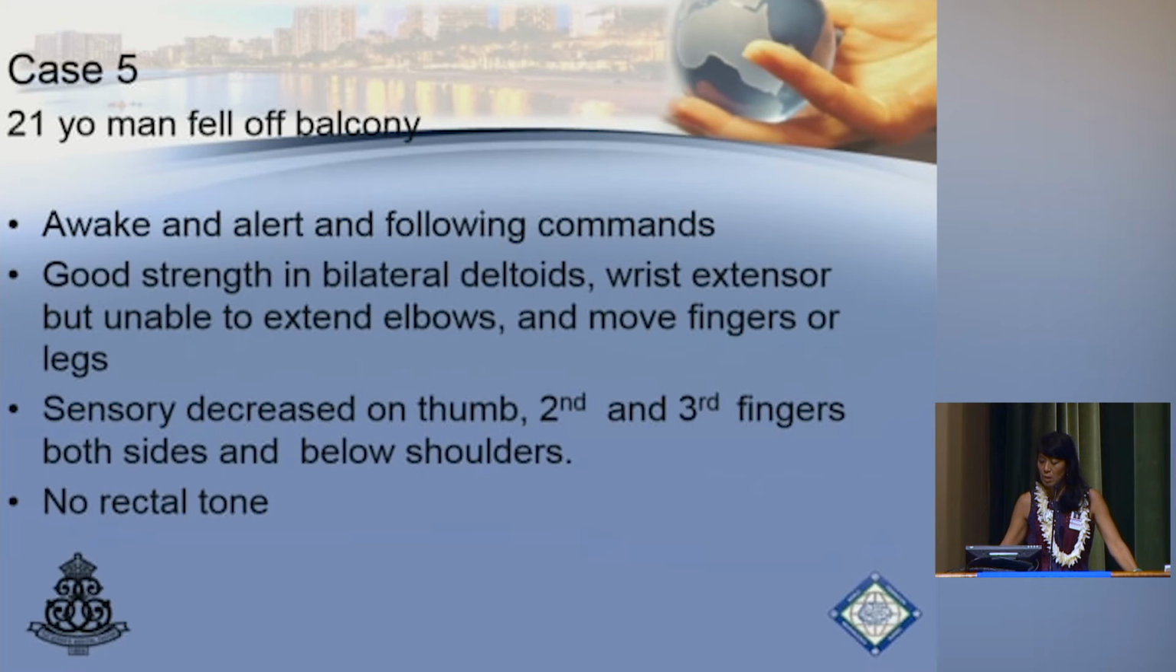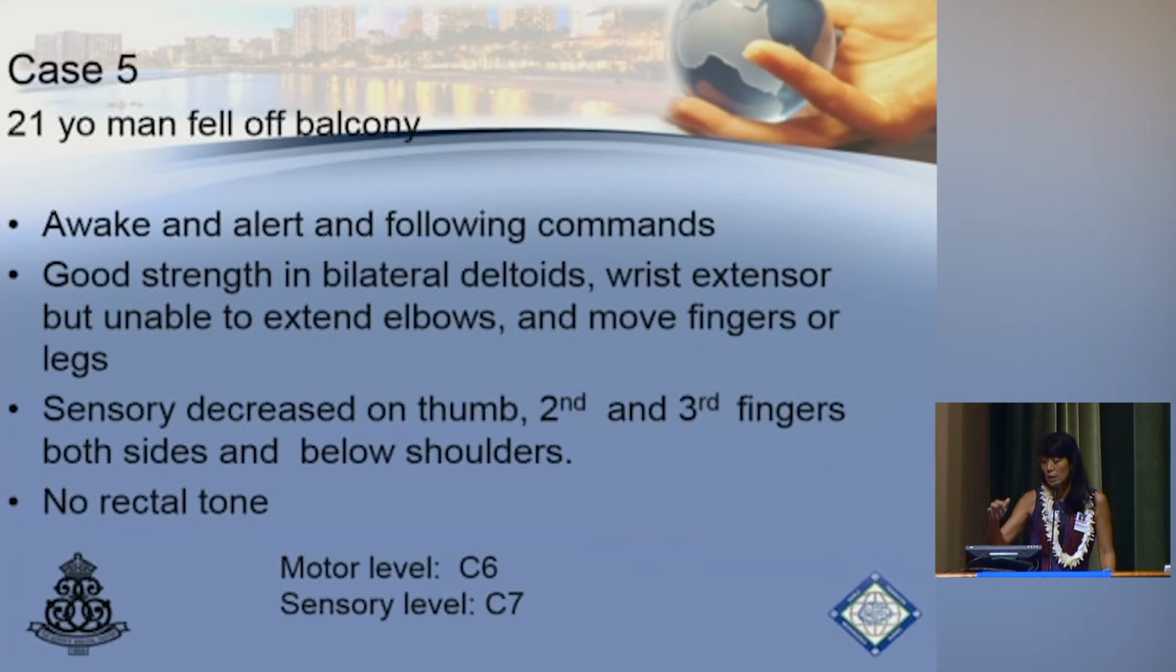So actually, I think I meant to say it was present on below, decreased below. I'm sorry. It's supposed to be decreased below, and the thumb, the second, third fingers, both sides are okay, but there's no rectal tone. So what that was is the motor level, like we said, was C6. The sensory level, so he had 2 and 3 present, and the thumb present. Everything below that was down.